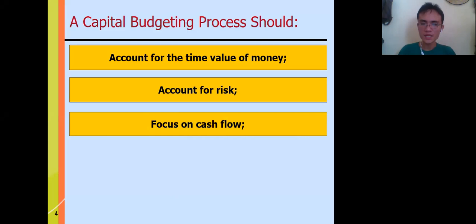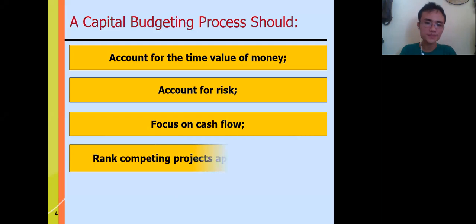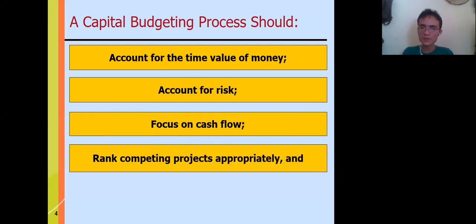Then cash flows, which are very important. Our inflows, meaning the plus of money, are the money that would come into the business, while the outflows would be the minus. The net cash flows would be very important to consider. And then we rank competing projects appropriately.